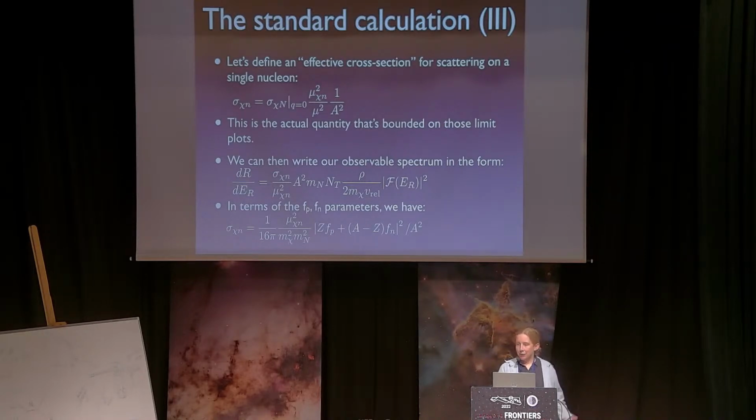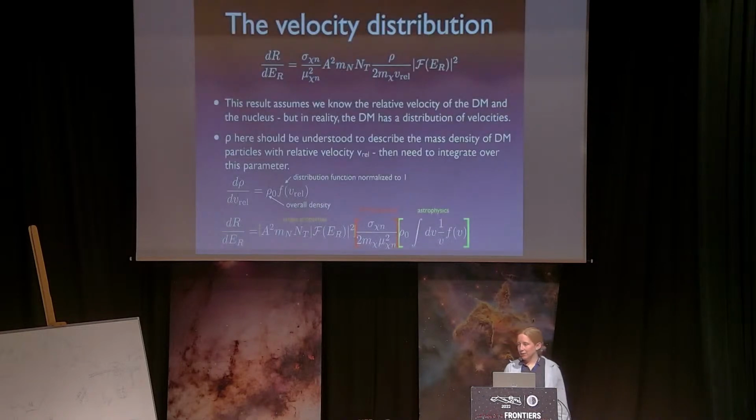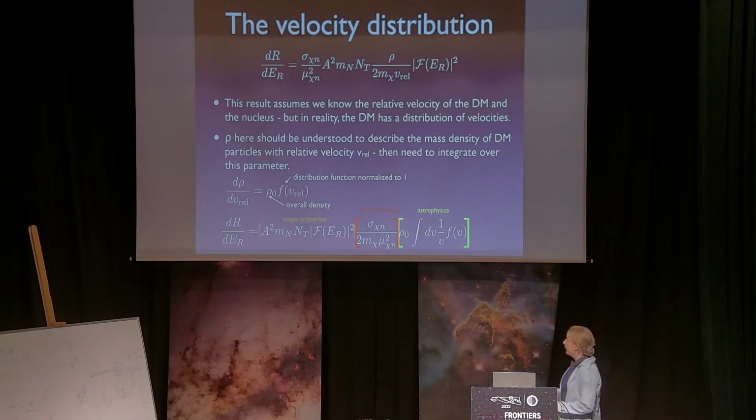What you can do instead is say, okay, we're interested in understanding the spectrum of scatters. That spectrum of scatters will depend on the relative velocity in any given interaction. So we should integrate over the distribution function of possible velocities. So really, we should understand this expression that we wrote down out here. Rho is like the density of the particles with a given relative velocity. If there was just one relative velocity, this would be the correct expression, with rho being the full dark matter density. But more generally, we should understand it to describe the mass density of dark matter particles with a specific relative velocity, and then we should integrate over the relative velocity parameter.